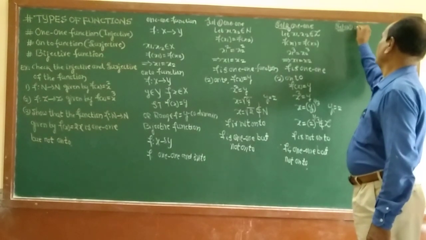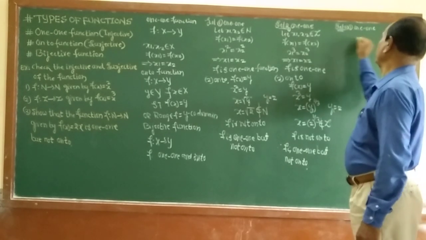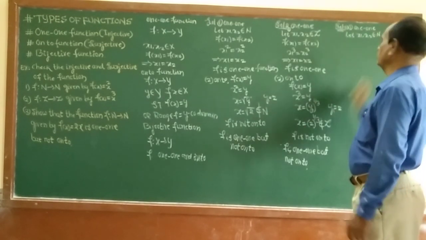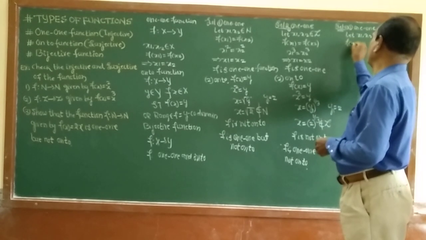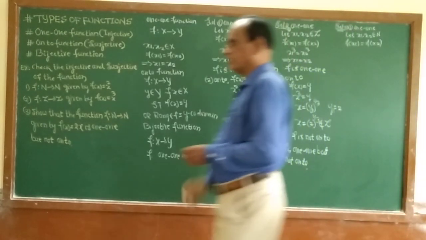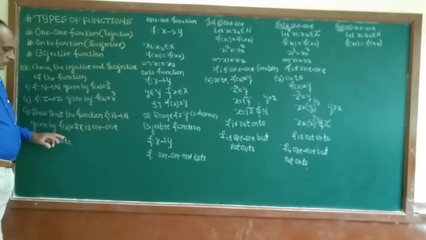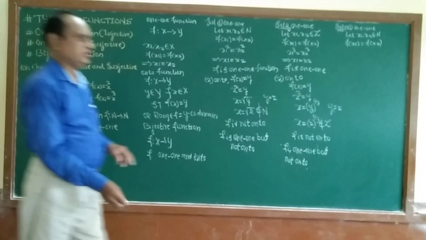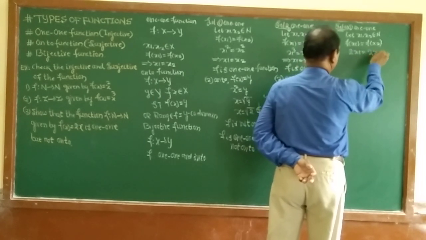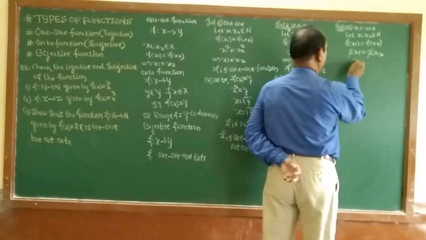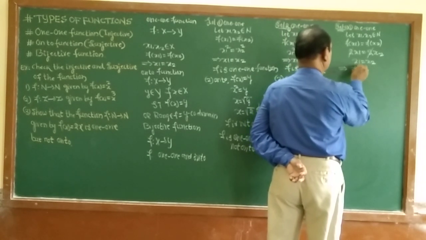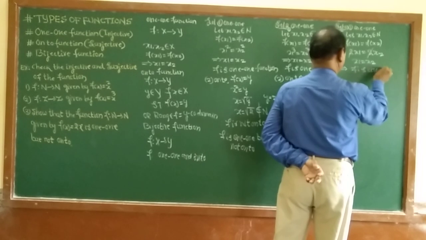Starting with one-one function, let x1, x2 belong to the natural numbers N. Therefore by definition f of x1 is equal to f of x2. Here f of x is given as 2x, so 2x1 is equal to 2x2. Here 2 gets cancelled, therefore x1 is equal to x2. So this implies the function f is one-one.